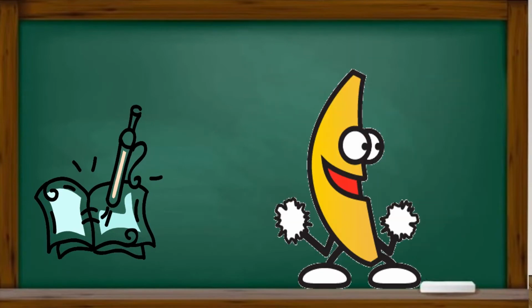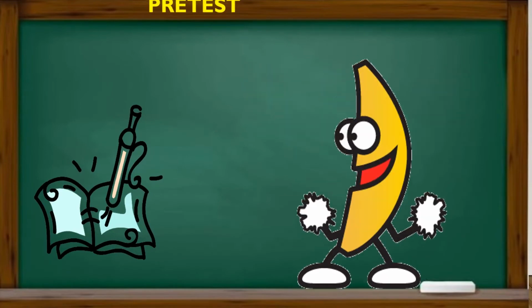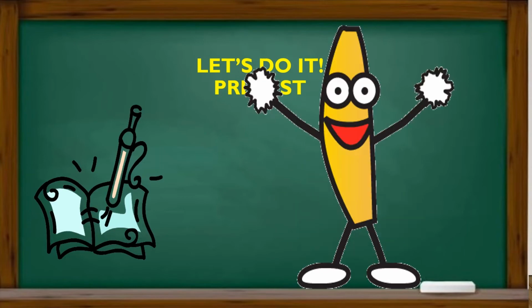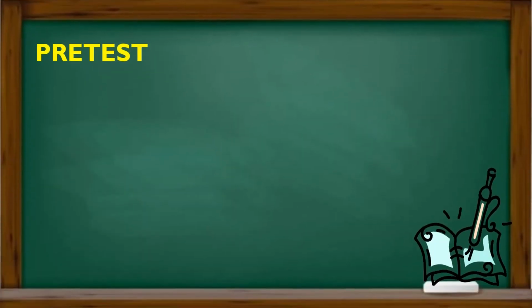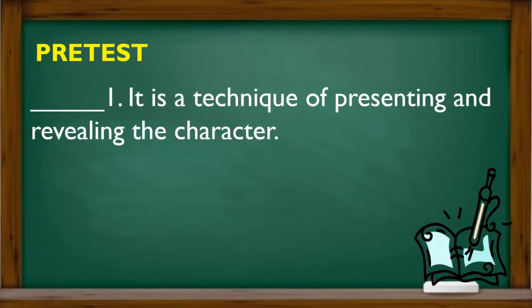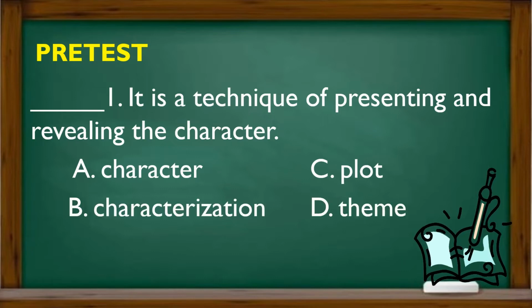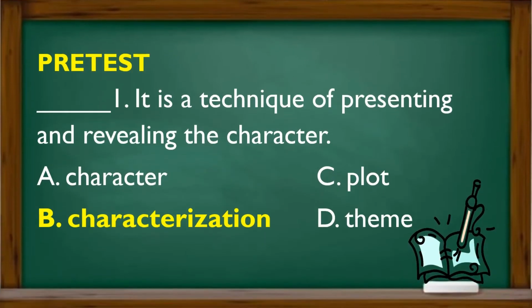Before we go further, I would like you to answer the pre-test that I prepared for you. Are you ready? Let's start. Number 1. It is a technique of presenting and revealing the character. A. Character. B. Characterization. C. Plot. D. Theme. All right, very good. Characterization, letter B.